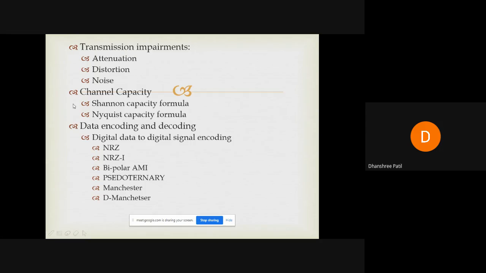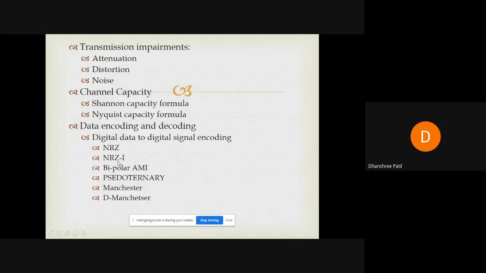Okay, so Nyquist is used where? Presence of noise or absence of noise? By considering the absence of noise, Nyquist's formula is used, and the Shannon capacity formula is designed for the presence of noise. Then we have seen encoding and decoding techniques.